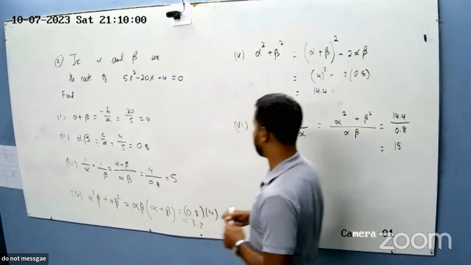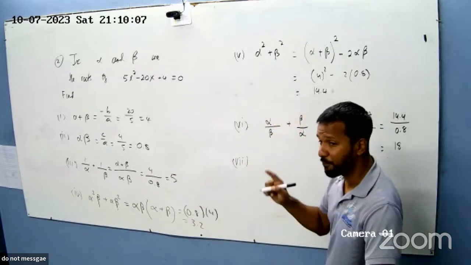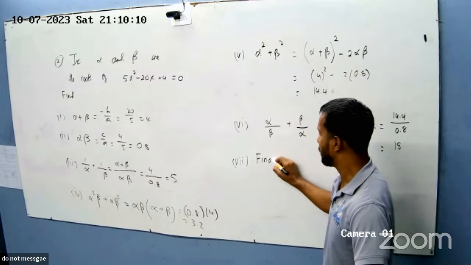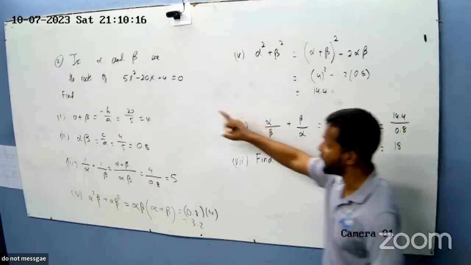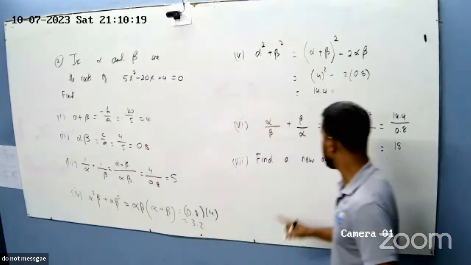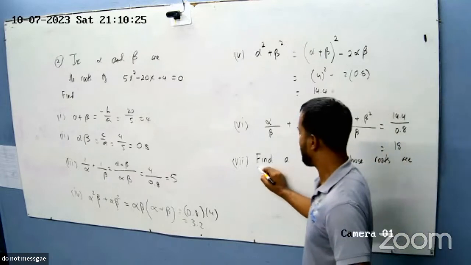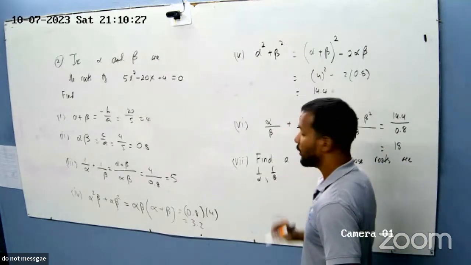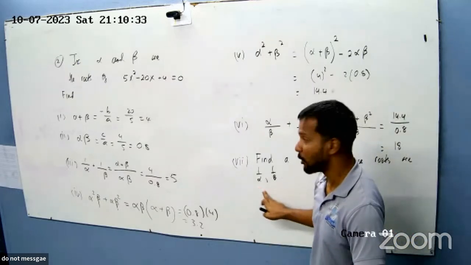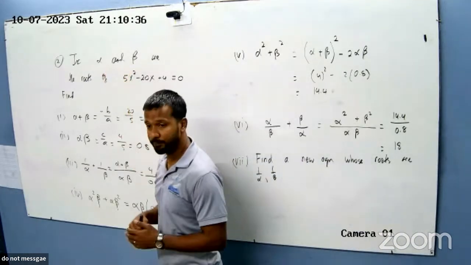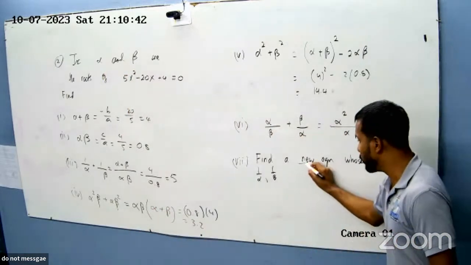But other times they will ask you, like this number 7 here, to find a new equation. A new equation, not this equation, something new. Find a new equation whose roots are 1 on alpha, 1 on beta. So they want you to figure out a new equation, but the new equation has these as its roots, not alpha and beta. How are we going to develop that new equation?